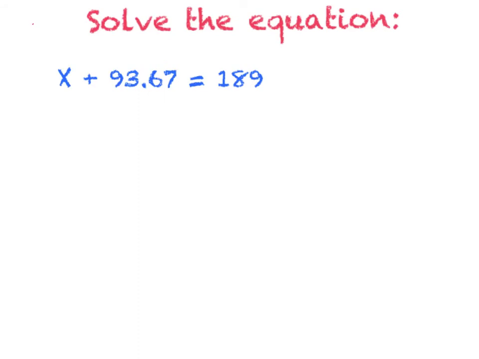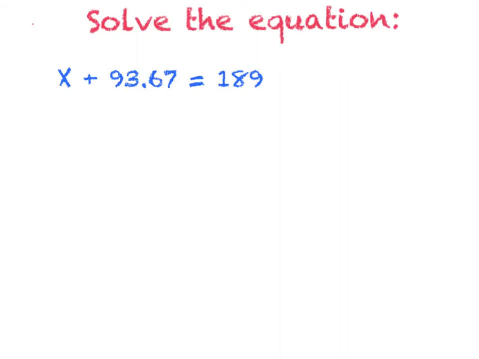If you feel like you've gotten the hang of this, please go ahead and pause the video, attempt this problem on your own, and then check to make sure you did the correct thinking. If you'd still like to see one more example gone through together though, just keep following along as we solve this problem. Notice we have, again, x plus 93 and 67/100 equals 189.